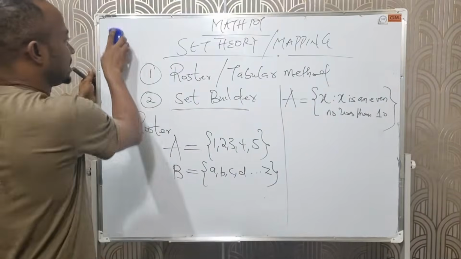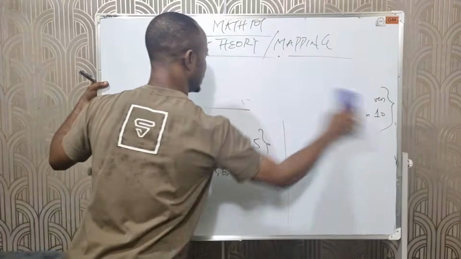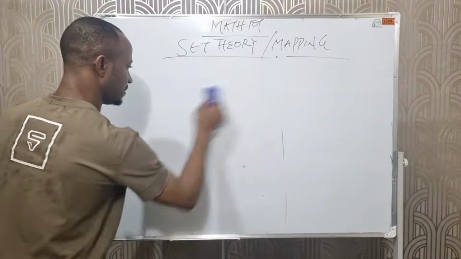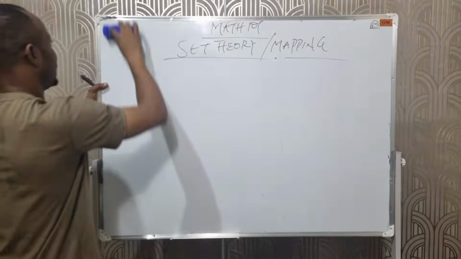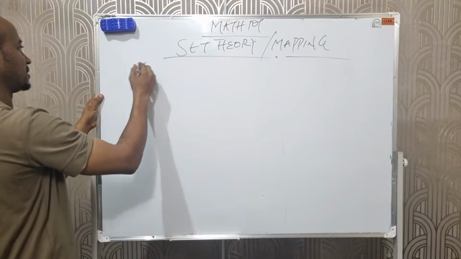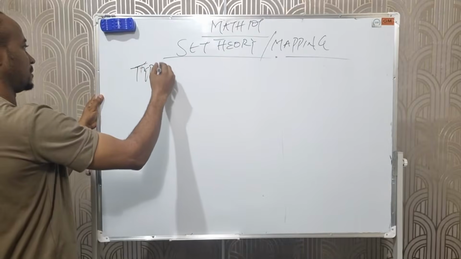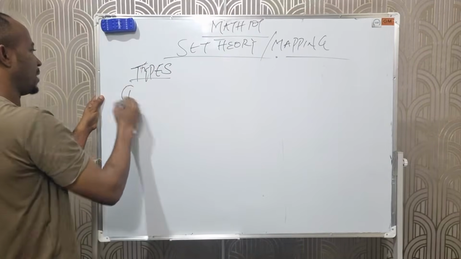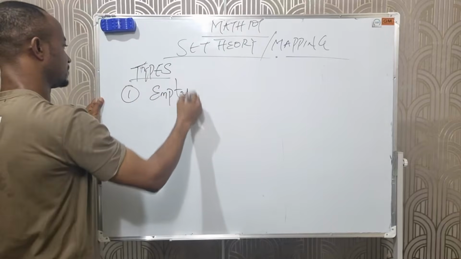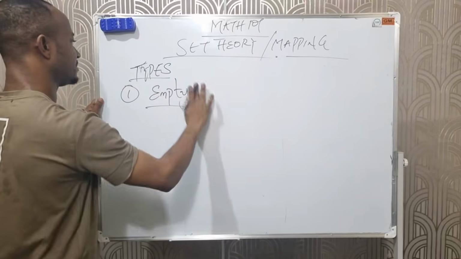So let's look at the various types of sets. Number 1, we have what we call empty sets.